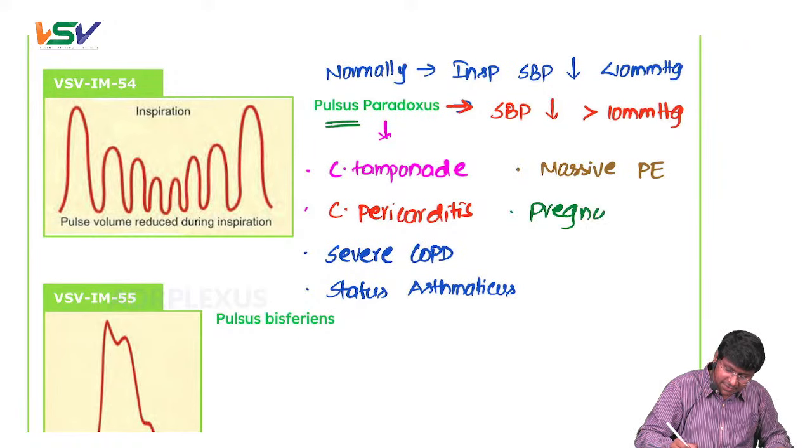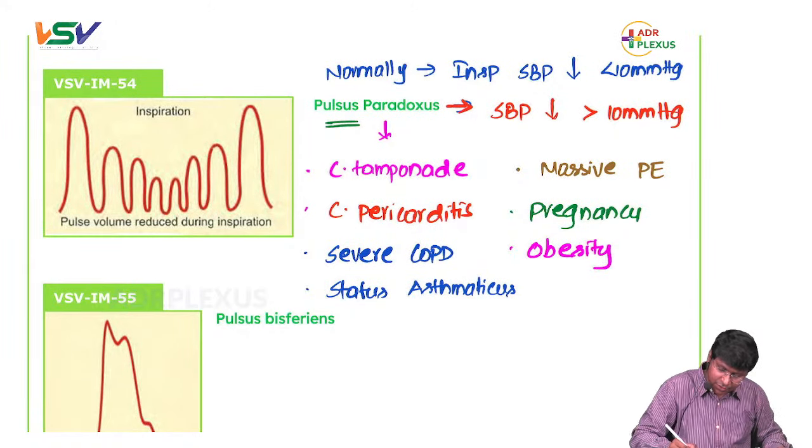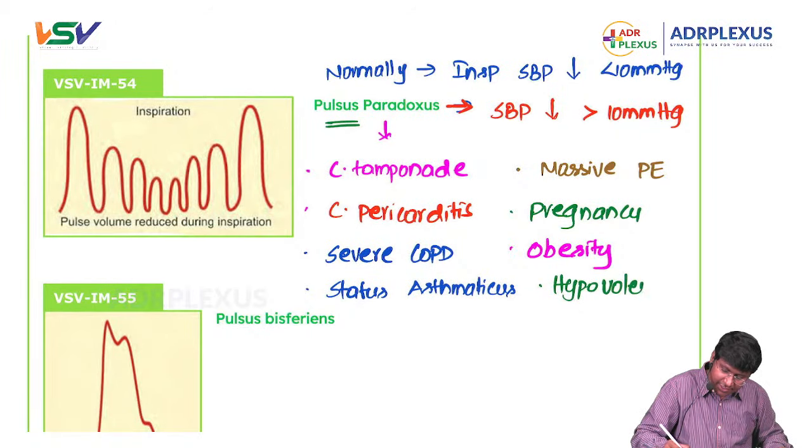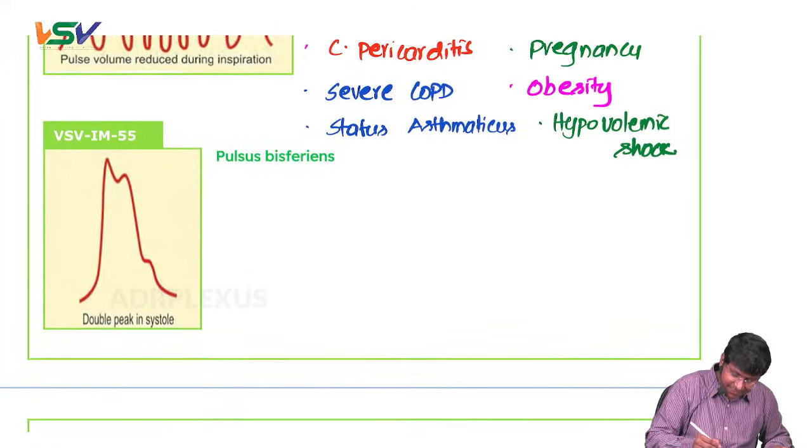Pregnancy, there can be pulsus paradoxus. The other abnormalities in obesity, you can have this pulsus paradoxus, right? And you can also have this in hypovolemic shock. So these are all the conditions where you can have the presence of the pulsus paradoxus. Okay, right. Now coming to pulsus bisferiens.